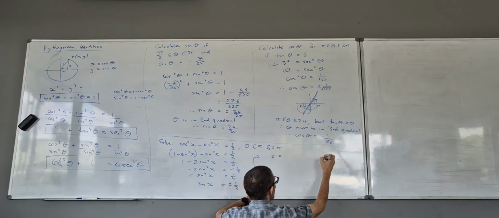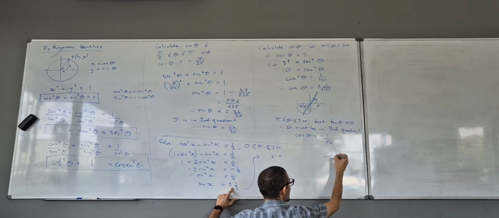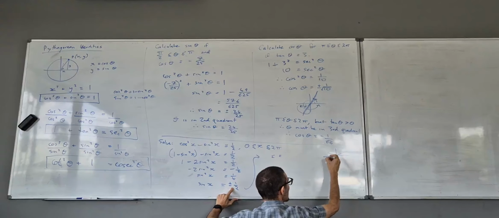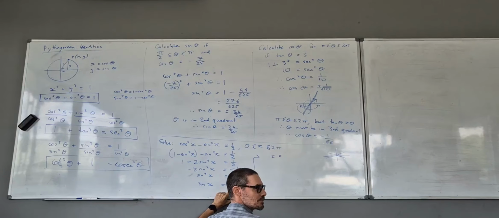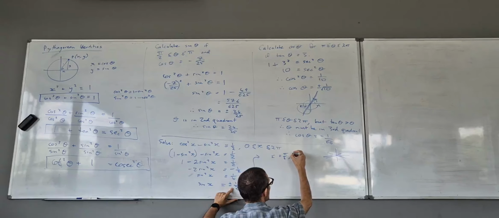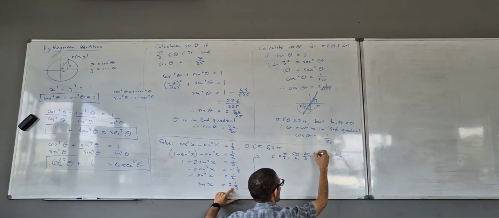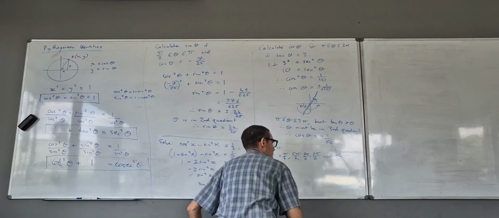X is going to be, so it's 30 degrees, pi on 6, here, here, here, or here. Pi on 6, 5 pi on 6, 7 pi on 6, 11 pi on 6. 4 solutions.